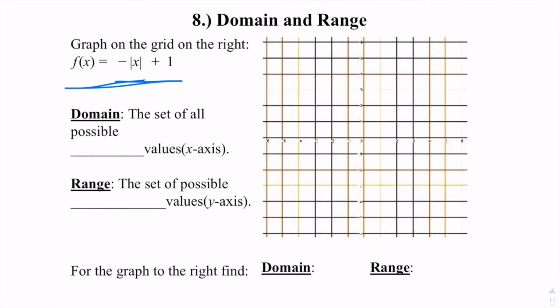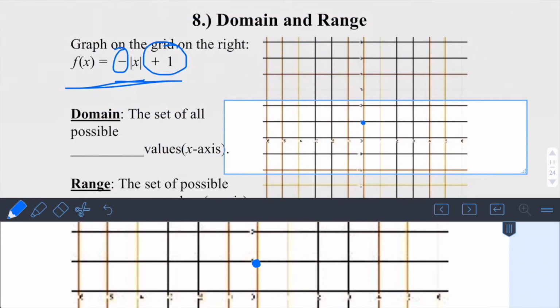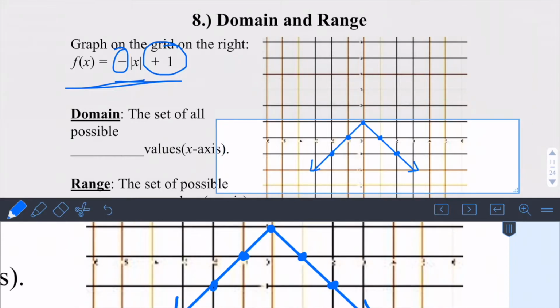So again, we want to identify our transformations. So we have a vertical reflection right there, because we have a negative outside of the absolute value expression, and then outside of the absolute value expression we also have a vertical shift of up 1. I'm going to sketch that real quick, and I know I start up 1 on my y-axis, and I'm upside down because of my vertical reflection. So there's my sketch, and it goes on forever.